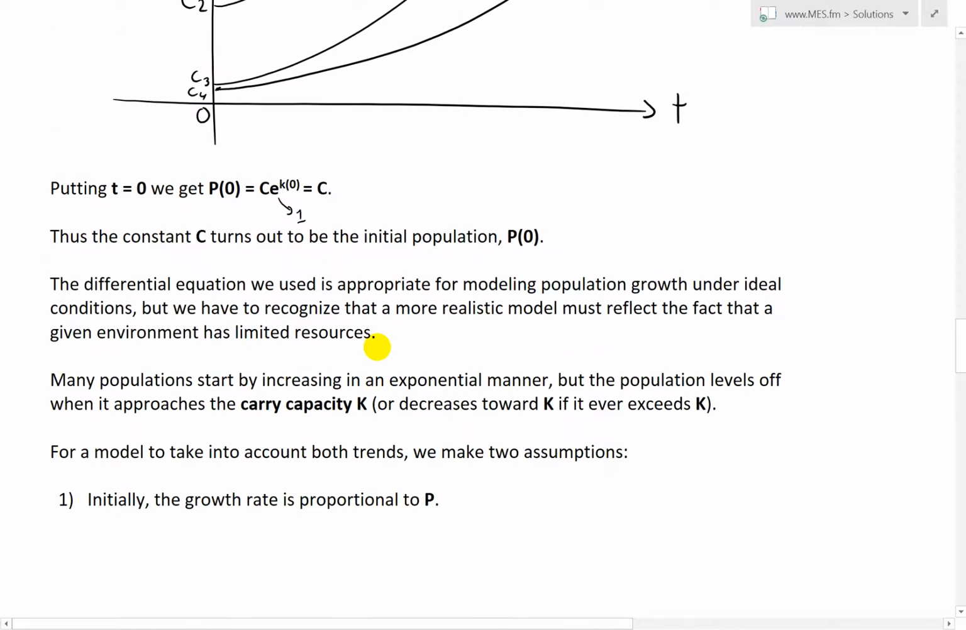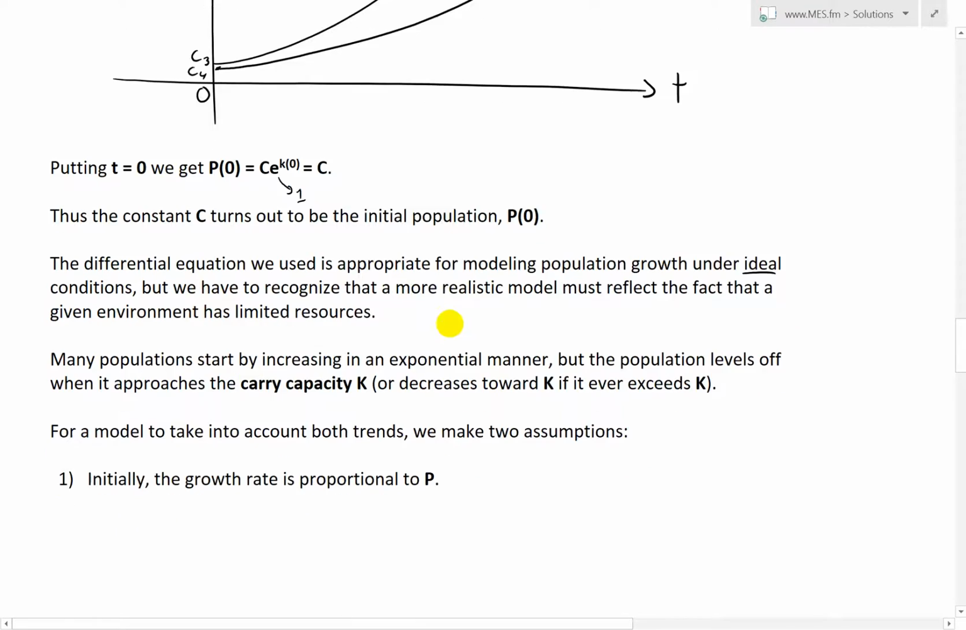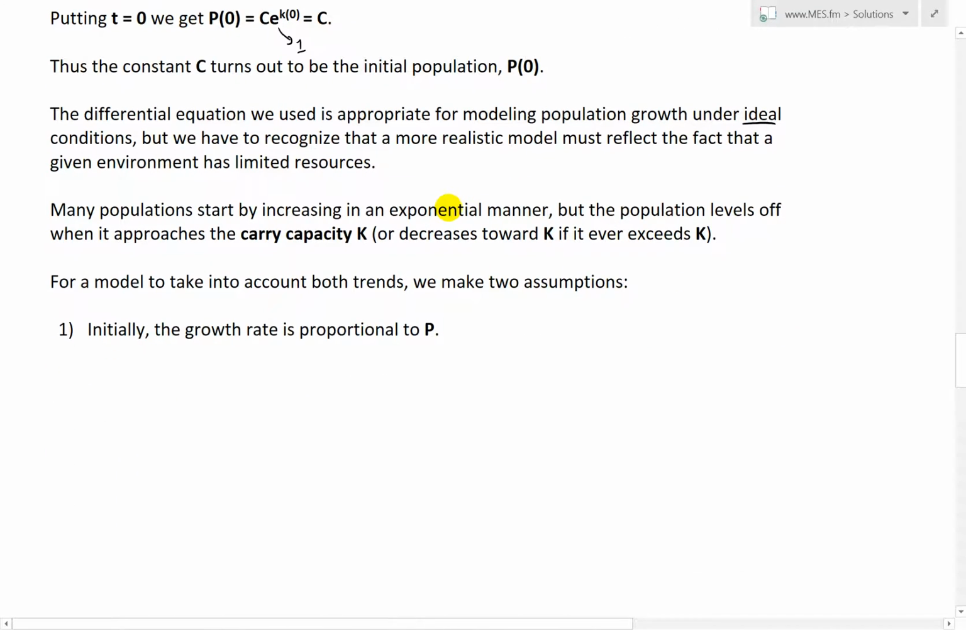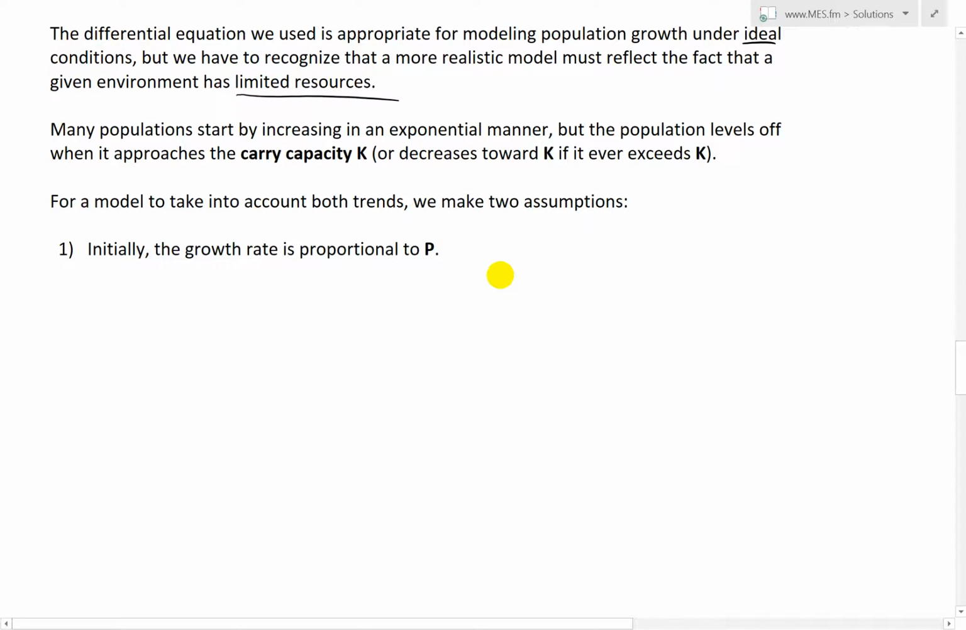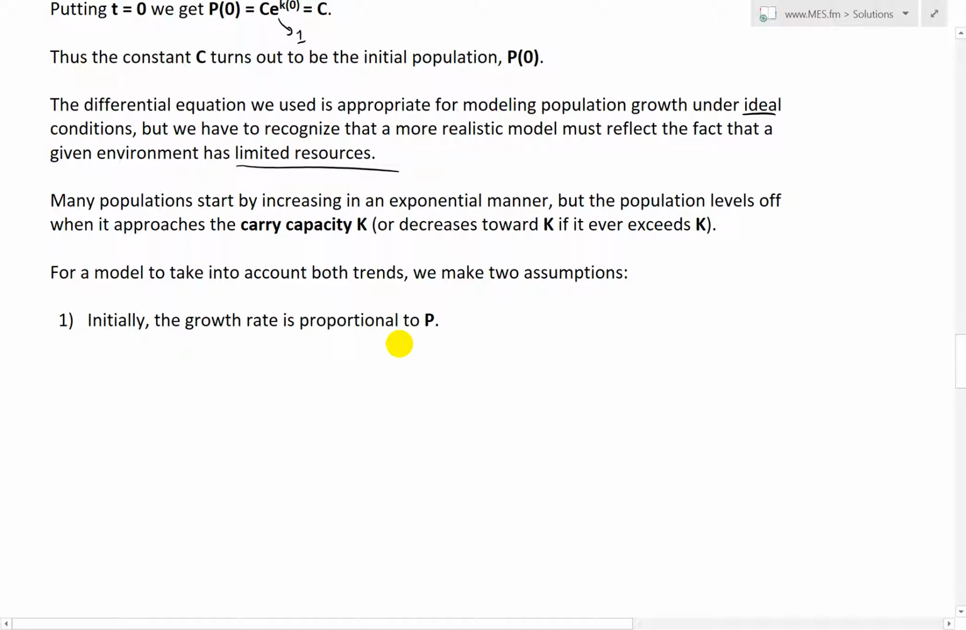Now to illustrate further, the differential equation we use is appropriate for modeling population growth under ideal conditions, but we have to recognize that a more realistic model must reflect that a given environment has limited resources. If we're on Earth, you can't just keep growing population unlimited. Earth isn't big enough. So many populations in fact start increasing in an exponential manner, but the population levels off when it approaches what's called the carrying capacity. We'll call it capital K, or decreases to K if it ever exceeds K.